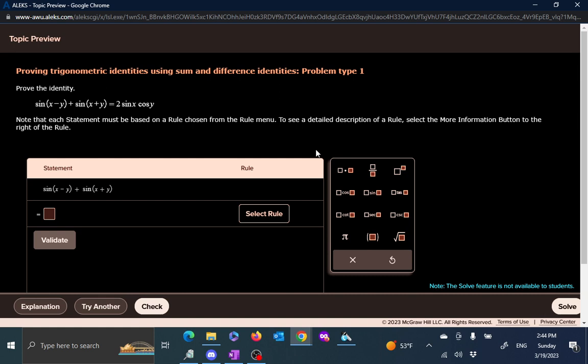Hi and welcome to our pre-calculus topic. Today is proving trigonometric identities using sum and difference identities, problem type 1. So here is the sample question.